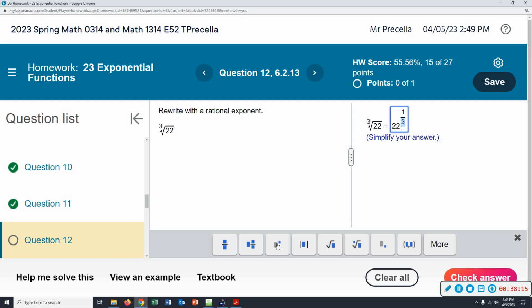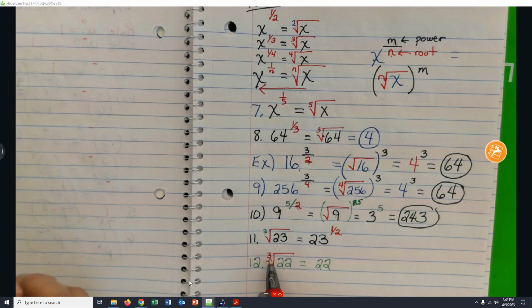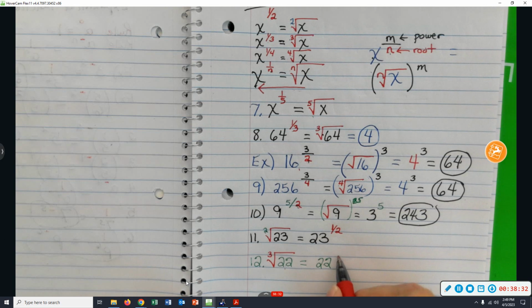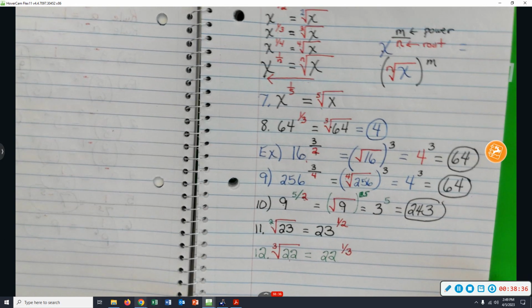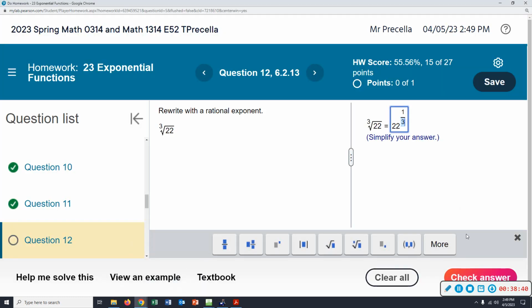So, a cube root of 22. What's the fractional exponent I'll use? 1/3. So, cube root of 22 is the same thing as 22 to the 1/3.